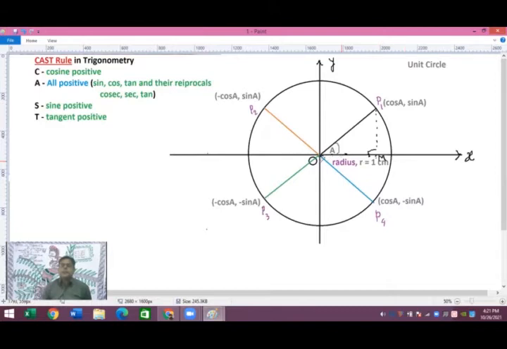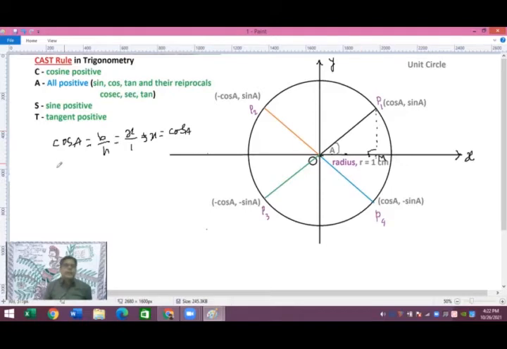So for example, let me check for cos A. You can say here cos A equals B by H, that means base by hypotenuse. Here you can see that the base is OM, or you can say the x coordinate, so this is x, and H is the unit circle radius. That means H is 1 in this case, and hence you can say that x equals cos A. That means the x coordinate is cos A here.